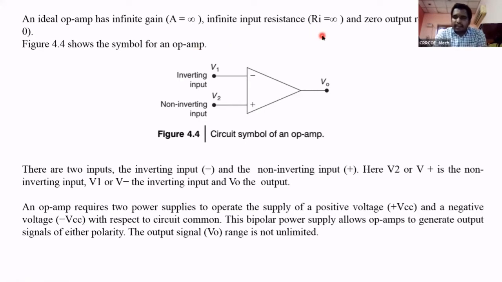What are the ideal characteristics of an op amp? Input resistance, Ri, is infinity. Next, output resistance is 0. So A is infinity, input resistance is infinity, output resistance is 0. These are the characteristics of the ideal type of op amp, not the real practical type of op amp. These are limited when we consider the practical op amp.